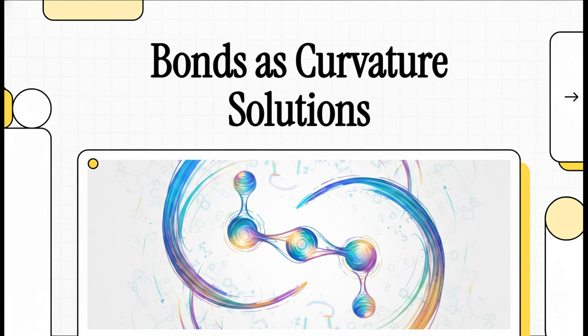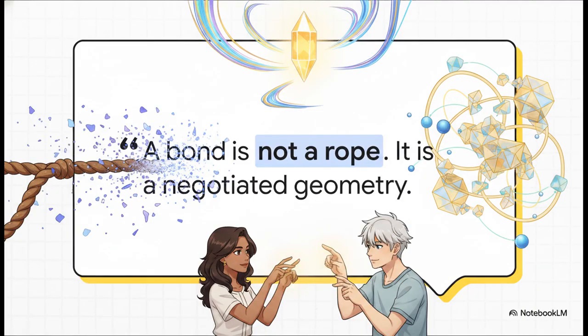Last time we looked at chemical handedness as bias without forcing. Today, we're going to see bonds as curvature-distribution solutions. Think about it like this. A bond is not just some microscopic link tying things together. It's actually a local solution to a coherence problem.